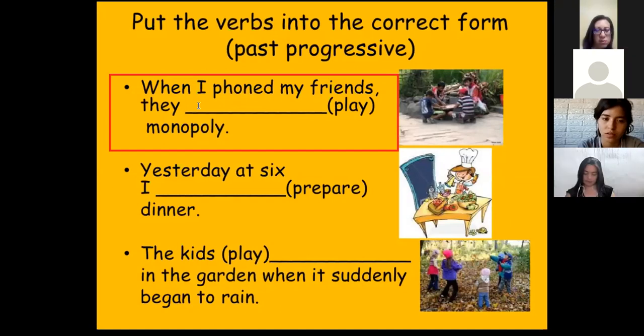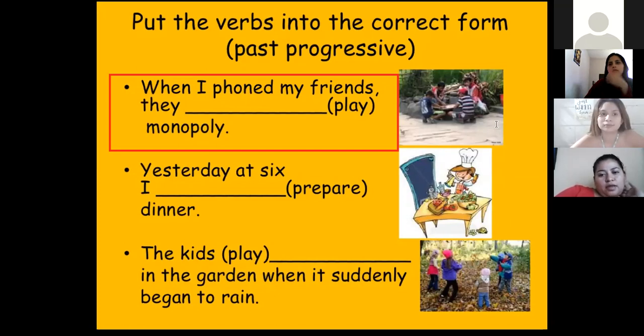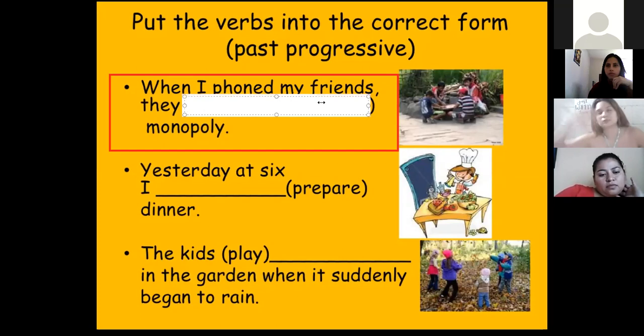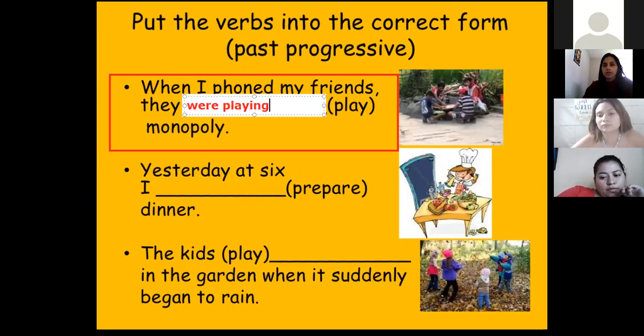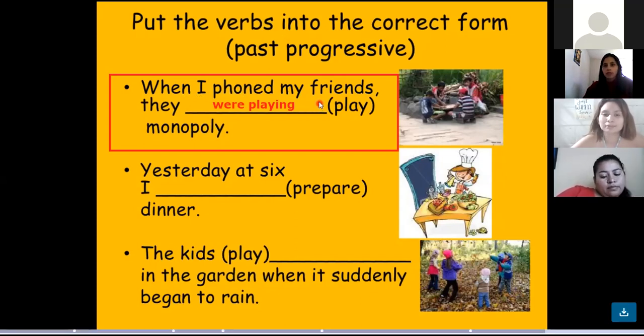When I found my friends, they played Monopoly. They played. They were playing. Exactly. Very good. Because remember that what we are studying right now is past progressive, right? So we need to say they were playing. All right, very good. So you say, when I found my friends, they were playing Monopoly. Thanks, Cindy, for helping.